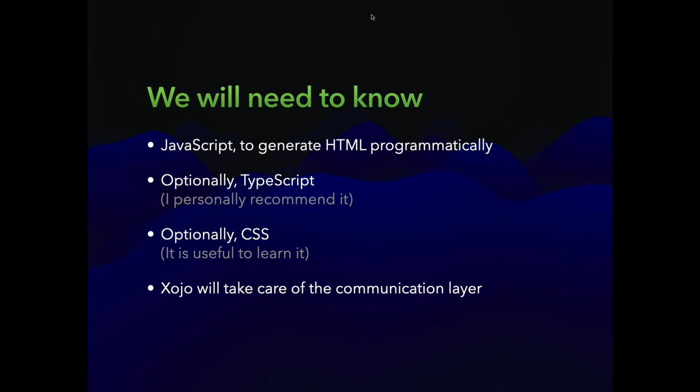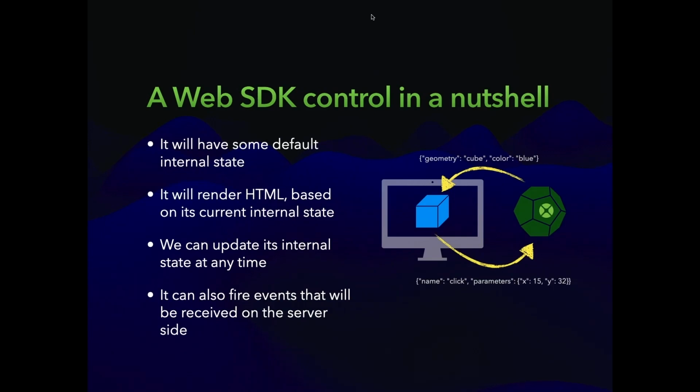As I said in the other slide, Xojo will take care of all of the communication layer. You only need to think about the message that you are passing from the front end to the back end and the other way around. This is the control in a nutshell. When you create a control, it will have a default internal state, which translates to Xojo. You can think about it as a plain object with some properties, some default values on those properties. Our component is going to render the HTML based on that internal state. You can update that internal state at any time.